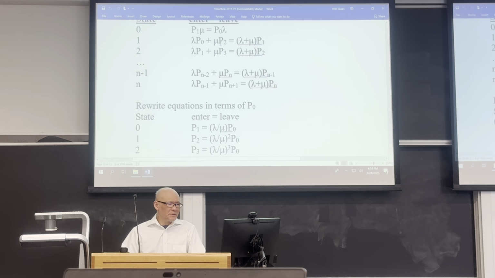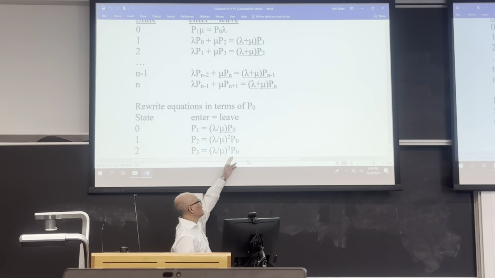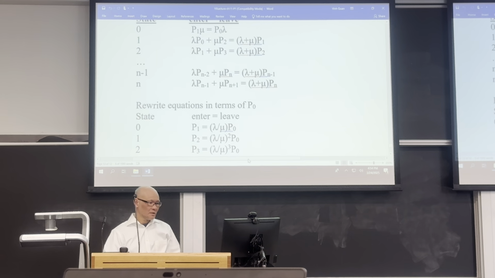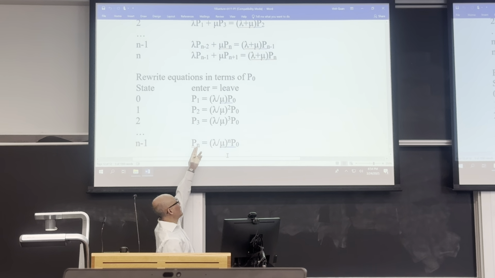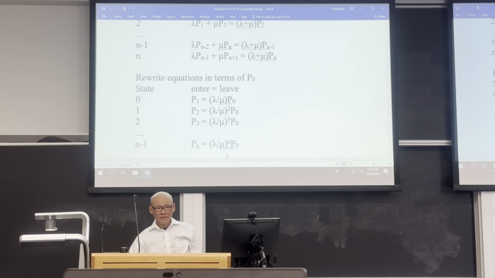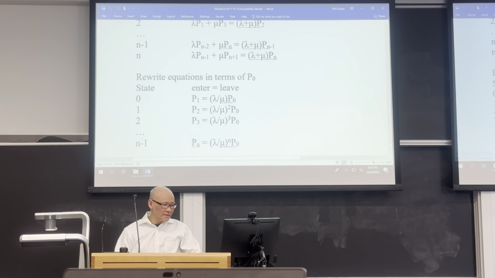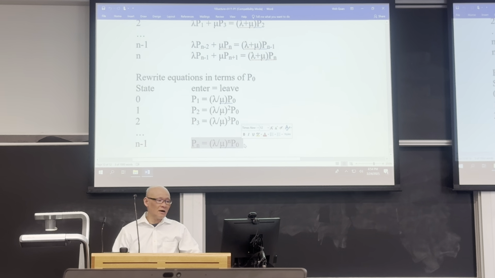Over here we have P0, P2, P1. And we can substitute P1 with lambda over mu P0 and we get this. And then after a while you start to see a pattern. If the state is 2, then this would be 3 and it would be the power of 3. And so therefore if this is n minus 1, then this would be n and it would be to the power of n. And this is where we get the Pn formula. Okay? This is how we get the Pn formula.